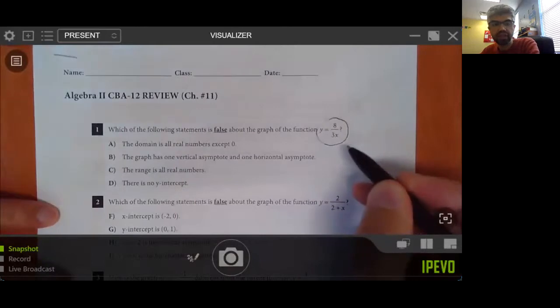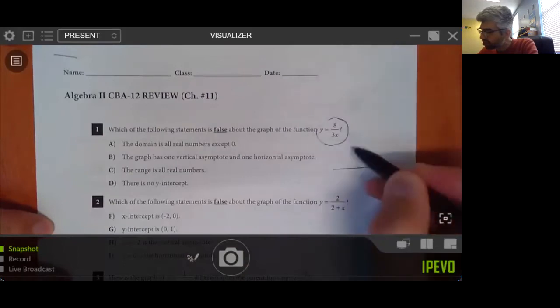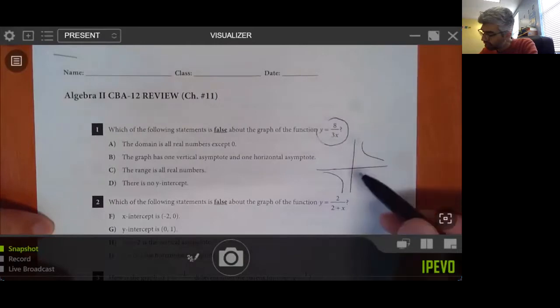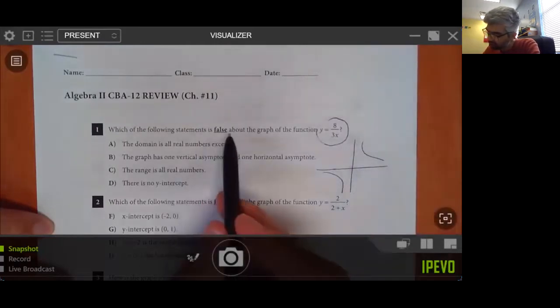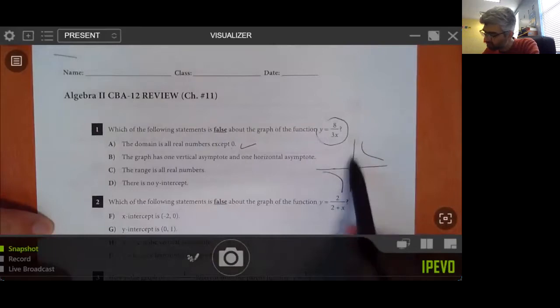over 3x? So what kind of graph are they, guys? Usually we have this kind of graph, right? And as you see, domain and the range, it is false. The domain is all real numbers except 0. This is true. Domain is all real numbers except 0. 8 over 0 has no value.